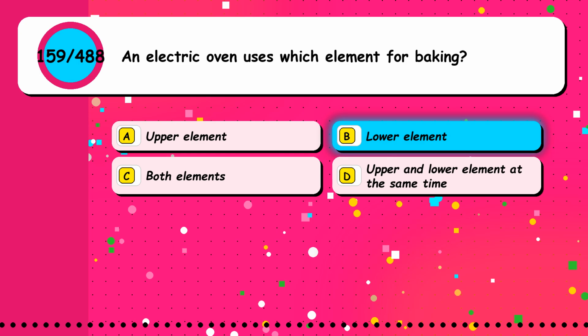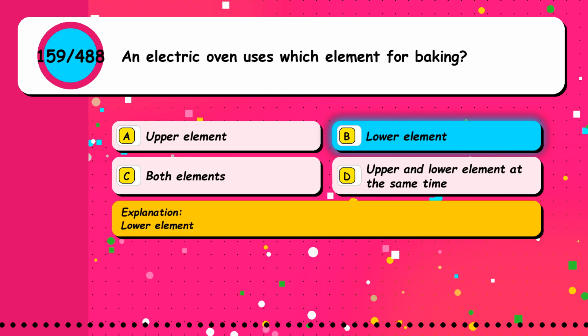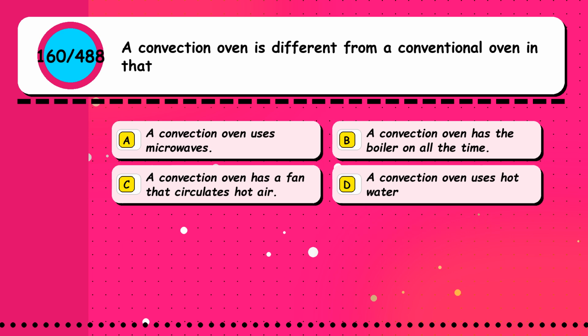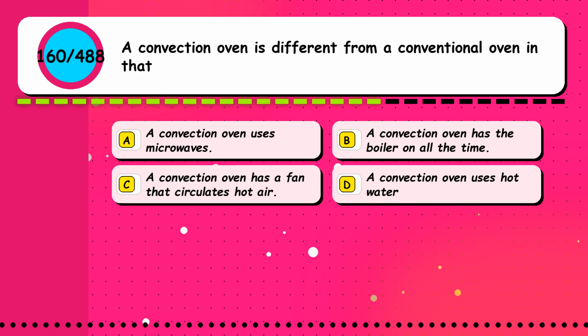The correct answer is option B, lower element. Question 160. A convection oven is different from a conventional oven in that: option A, a convection oven uses microwaves. Option B, a convection oven has the boiler on all the time. Option C, a convection oven has a fan that circulates hot air. Option D, a convection oven uses hot water.